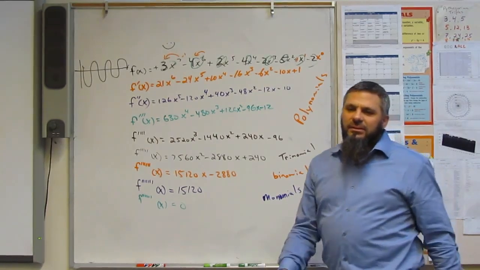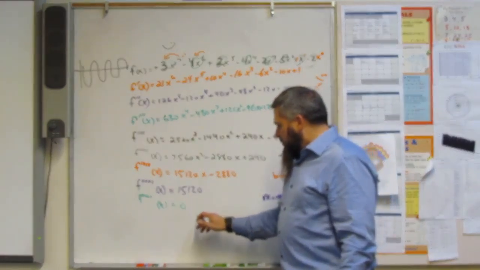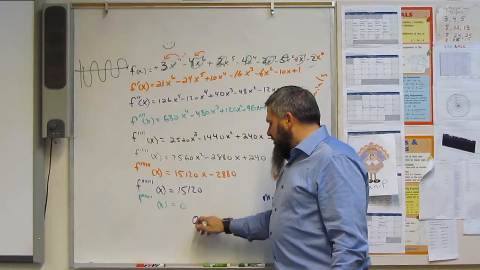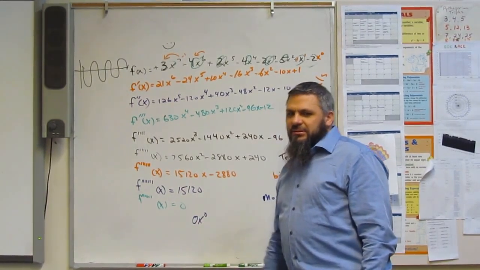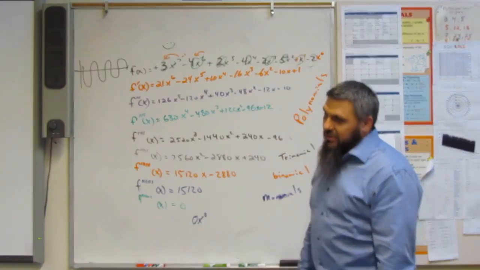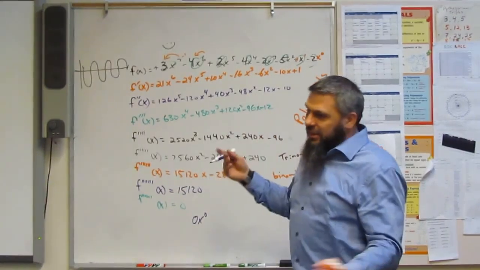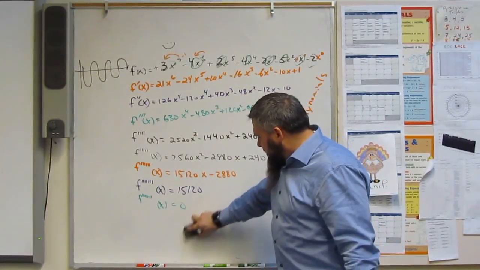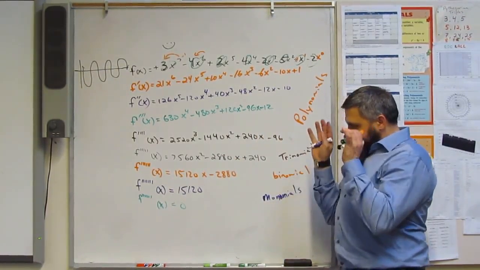Why? Because it's only got one thing. It's still x to the 0, and x to the 0 is 1, and 1 times 0 is still 0. It didn't change anything. So there's still an x there. It's just invisible. You can't see it.